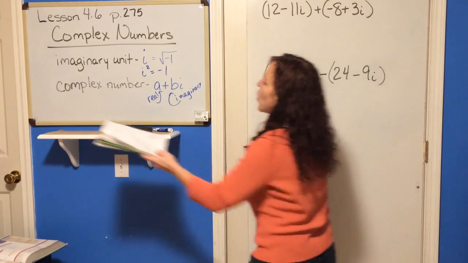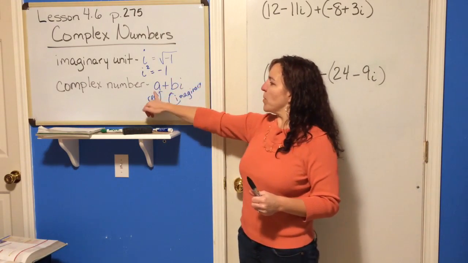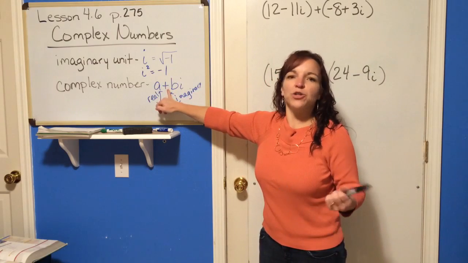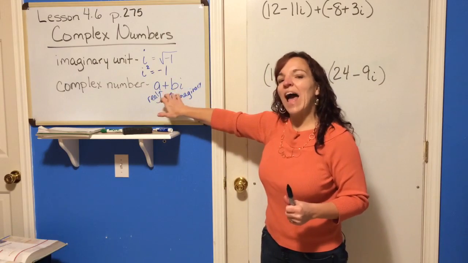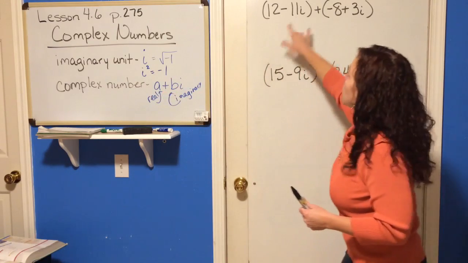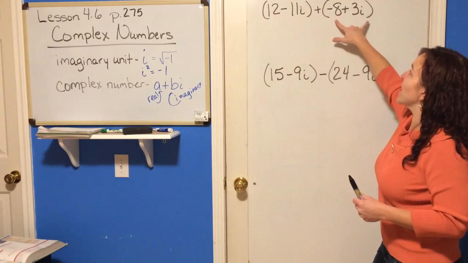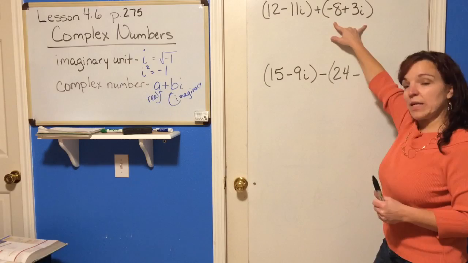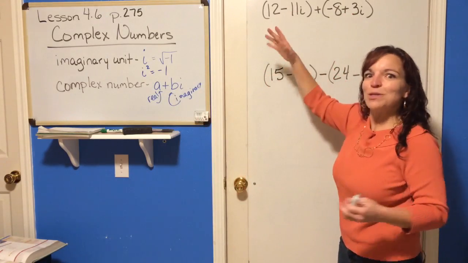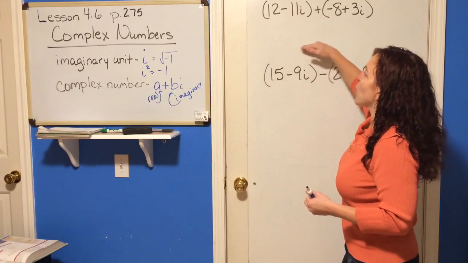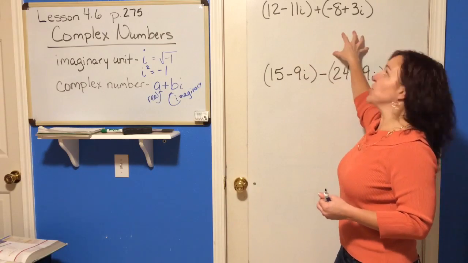All right. With these complex numbers, this is what's called the standard form, where we put the real number first and then add it to or subtract it from the imaginary number. And that imaginary number, that i, can have a coefficient in front of it. So 12 minus 11i is a complex number. Negative 8 plus 3i is also a complex number. If we're going to put those together, we want to combine the like terms, so to speak, and then put it into standard form. You always want your answer to be a real number plus an imaginary number.